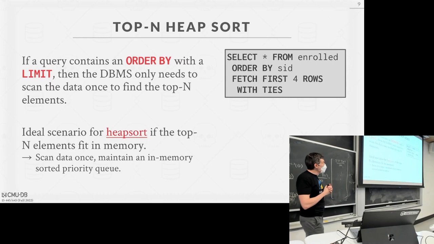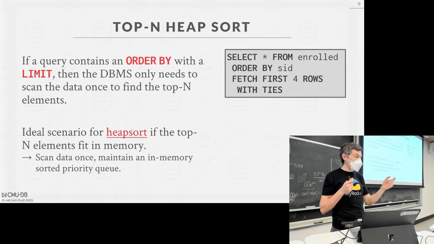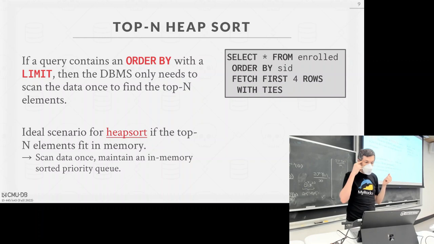All right, so this is a special case, but it does show up enough that it's worth discussing. If you have an order by clause with a limit, then the database system doesn't actually need to do multiple passes over the data set. It can just scan it once, find the top n things, and you're done. So the technique that Postgres and others use is just a heap sort.